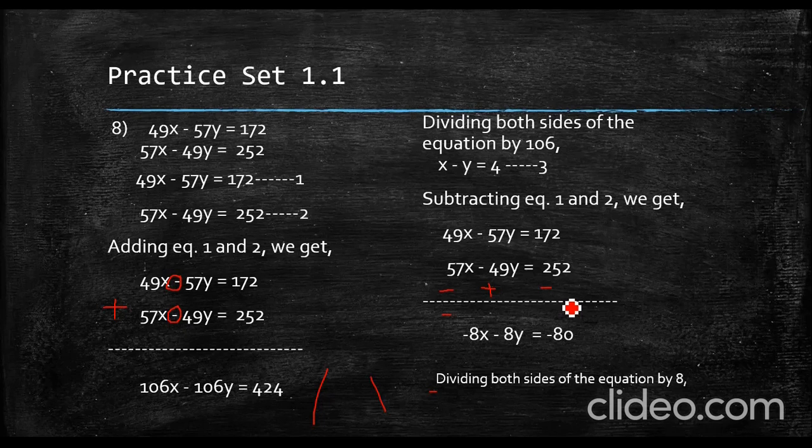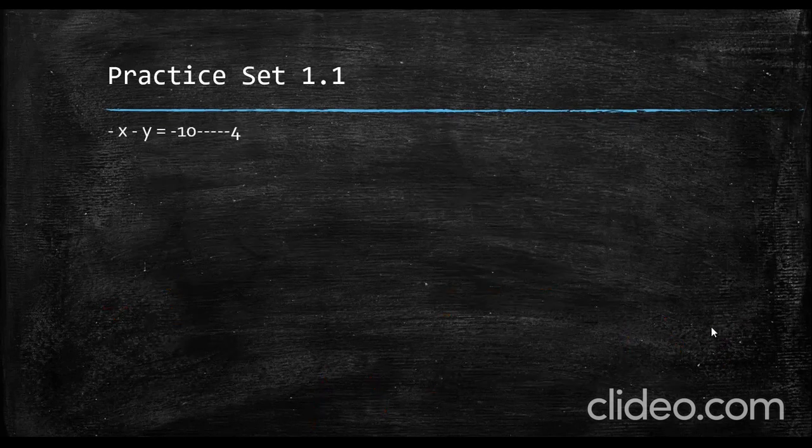So dividing both the equations by 8. So if you divide this by 8, minus x बचा. यहाँ पे if you divide by 8, 8 gets cancelled. Y बच रहा है. And here 8 ones are 8, 8 tens are 80. And then you have a minus sign. So your answer is minus x minus y is equal to minus 10. This is your fourth equation.